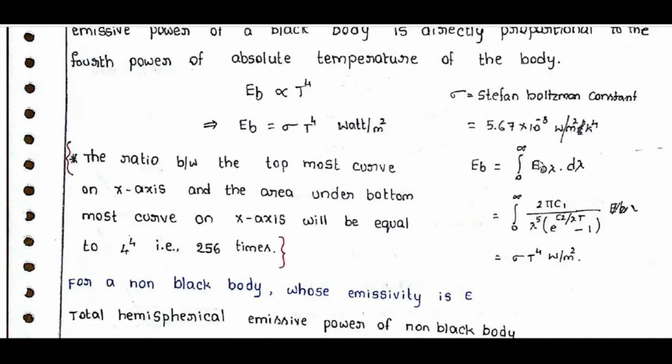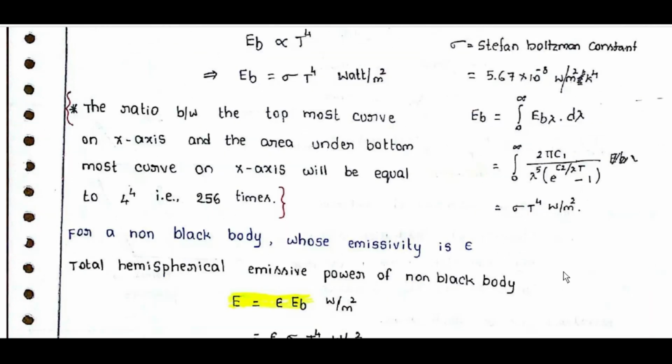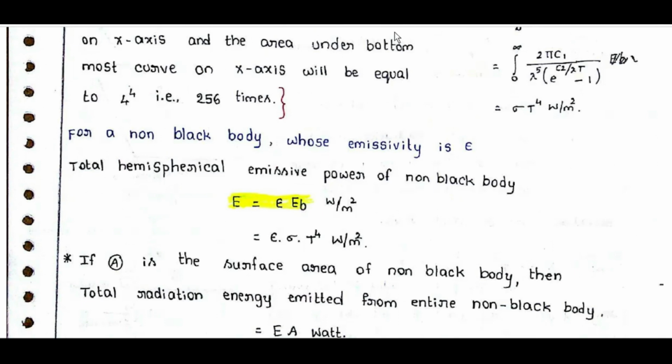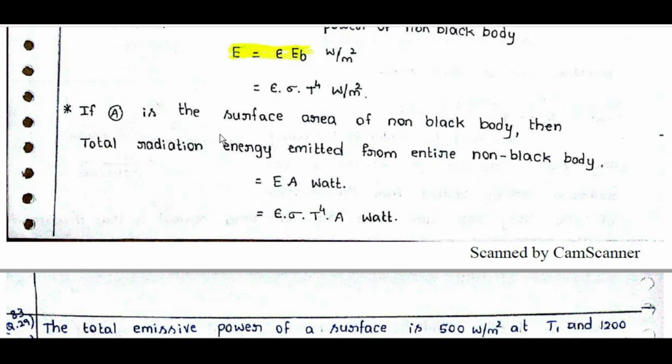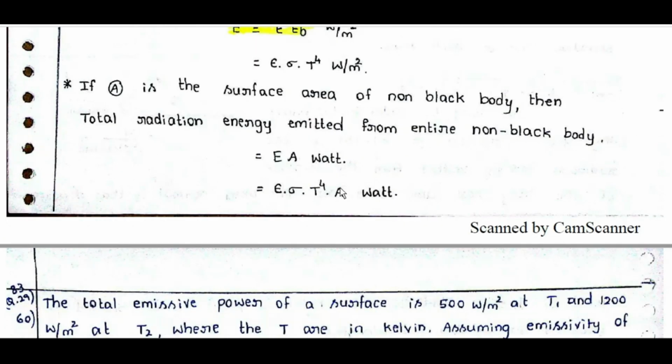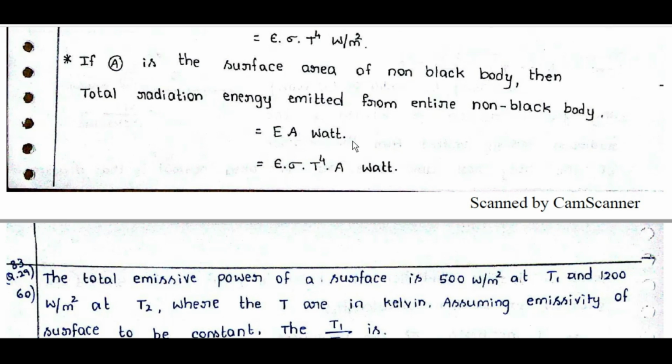EB is equal to integral 0 to infinity EB lambda d lambda. This integration is equal to sigma T power 4 watt per meter square. For non-black body whose emissivity is epsilon, total hemispherical emissive power of non-black body is equal to epsilon EB watt per meter square, which is equal to epsilon sigma T power 4 watt per meter square. If A is the surface area of non-black body, then total radiation energy emitted from entire non-black body is equal to E A watt, which is equal to epsilon sigma T power 4 A watt.